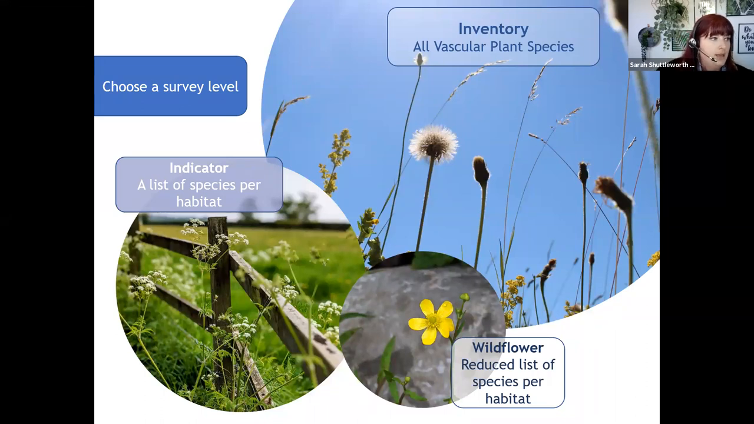Whereas at indicator level, there's an expanded list of species to record, for example, 30, so that's an additional 10 in dry deciduous woodland, with the additions of things like wood sedge, wood millet, wood speedwell, for example. Bit of a joke there on how many plants we can just add the word wood to. Whereas inventory level is just recording literally all the species that are present within that plot, whether they're in flower or not.